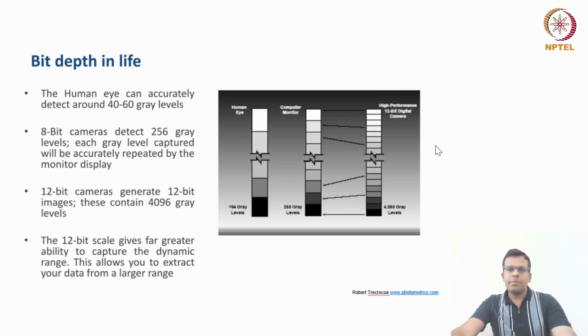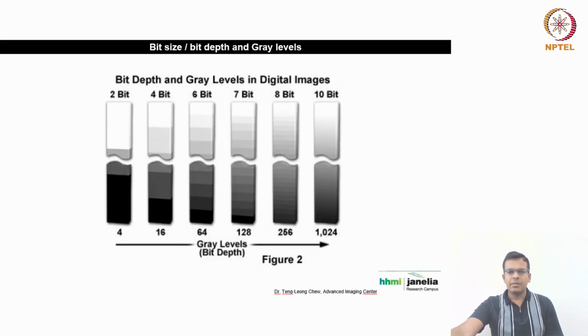Now here is an example of bit depth in real life. How many different gray shades can our human eye see? The human eye can accurately detect around 40 to 60 gray levels. So, let's say this is 64 gray levels. Okay, so we can see up to a 6-bit image. We cannot see this many grayscales like 10-bit or even 16-bit, but we can see up to 6-bit.